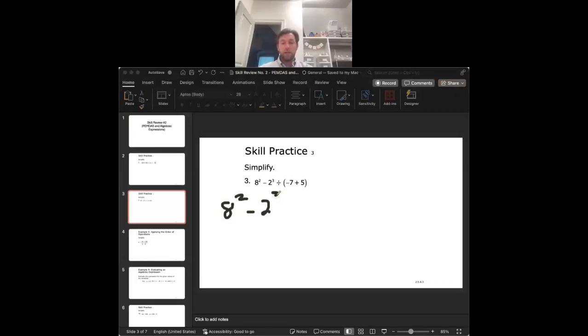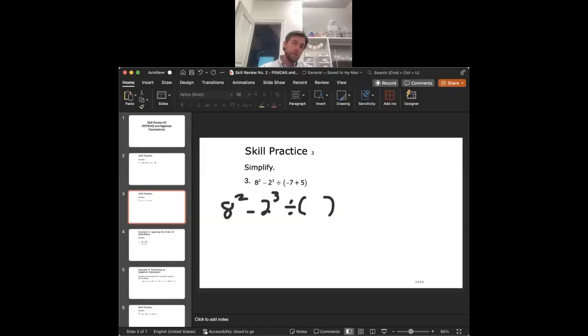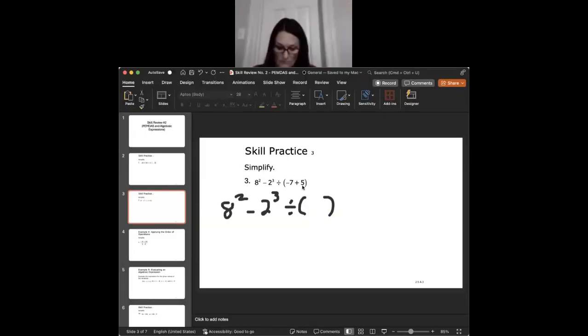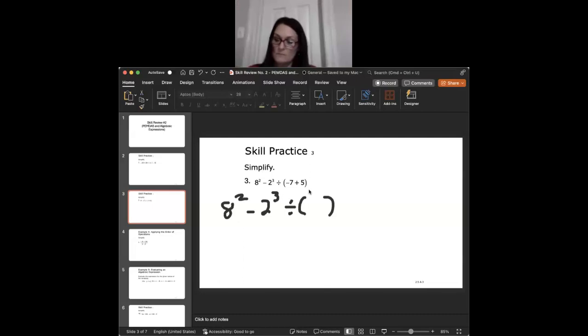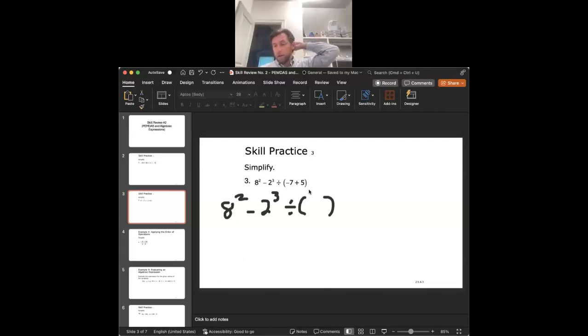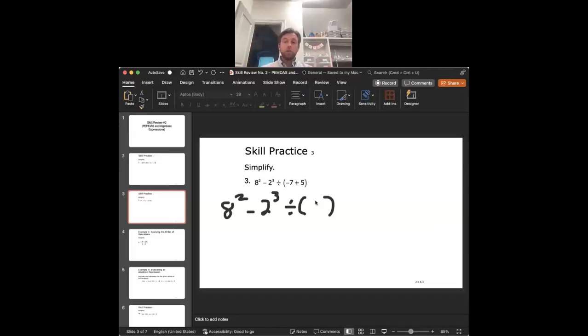8 to the second, minus 2 to the third, divided by... So what's going to go in the parentheses? Negative 2. So negative 7 plus 5. When you add numbers of different signs, you subtract them and then attach the sign of the larger number. Because the 7 was the larger, we attach the negative.